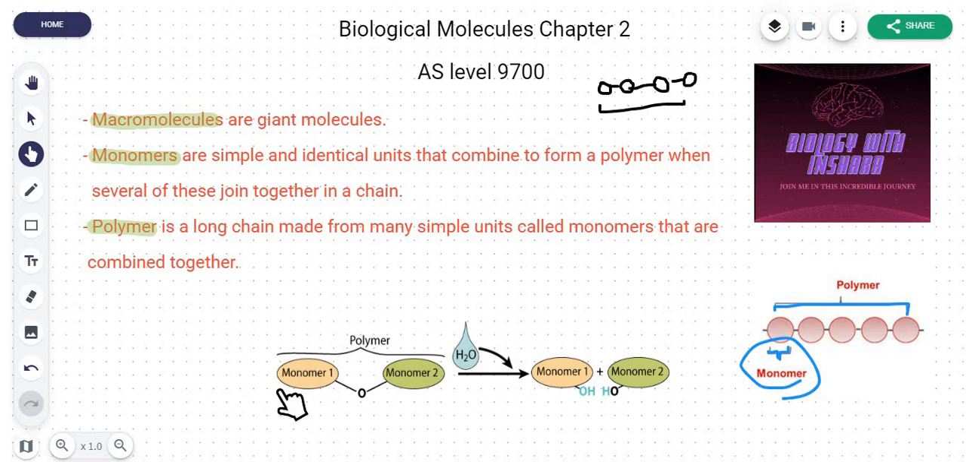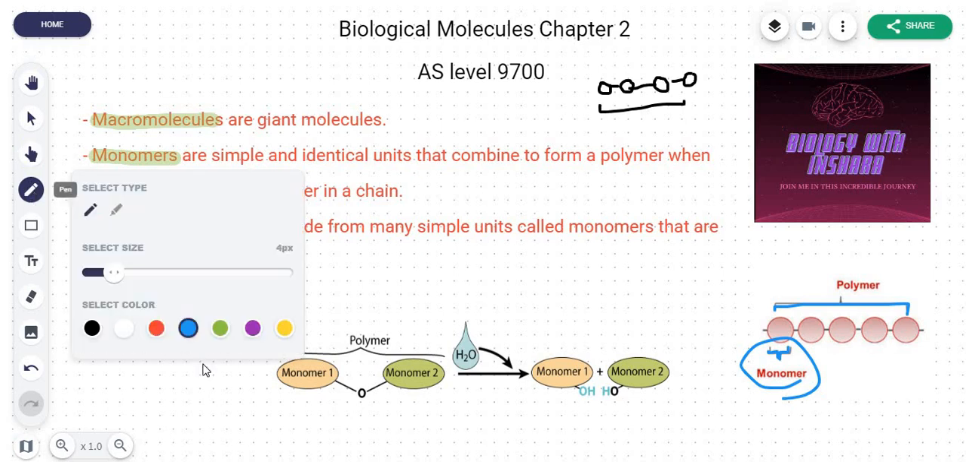So when I said earlier that monomers combine together to form a polymer, when two monomers combine together, they combine via a condensation reaction. Two simple molecules combining together to form a complex molecule, right? So a water molecule is removed when these two simple molecules combine together, right? So you can see here that this is a polymer basically.